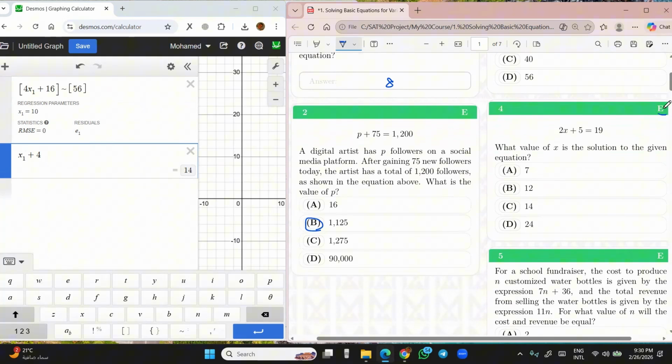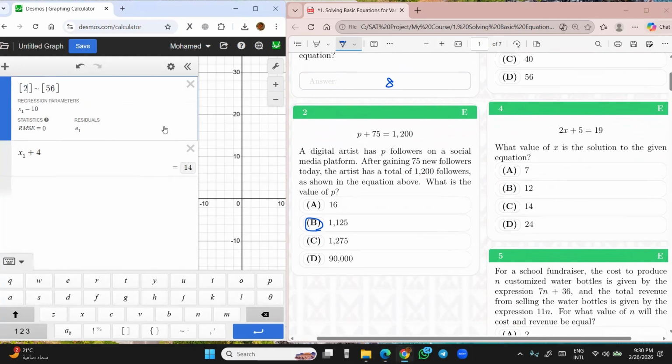Number 4, one of the easy questions also. 2x plus 5 is equal to 19. What value of X is the solution to this equation? We just write 2x1 plus 5, and in the right side, we just write 19.